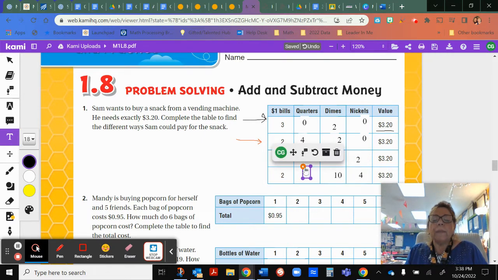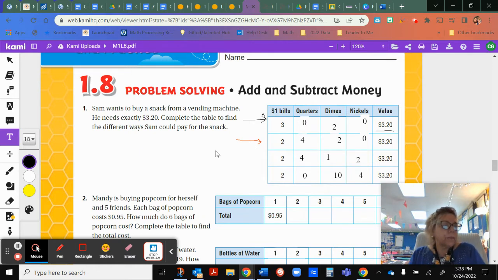And for the quarters, I'm going to put here. You can do different combinations. And this is getting yourself re-familiar with quarters, dimes, nickels, and your $1. You can also have done 3 quarters, which is 75 cents, 4 dimes, that's 40 cents, and then 1 nickel. And that would give you the $3.20.